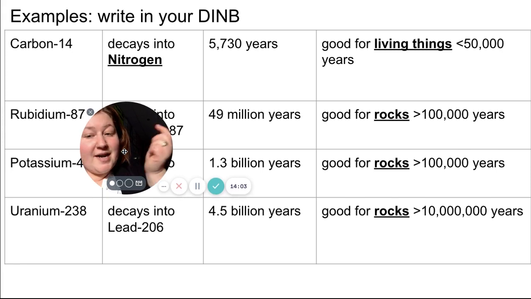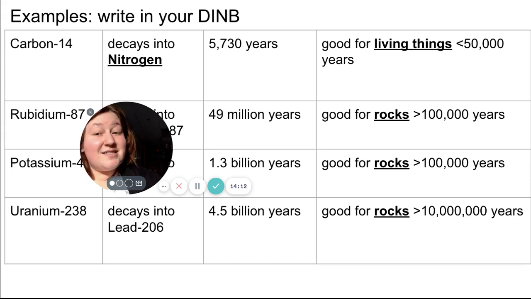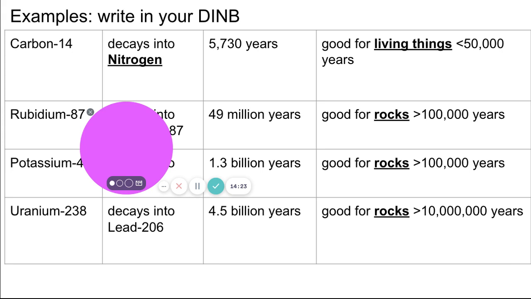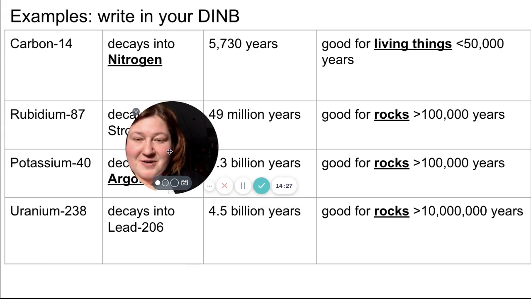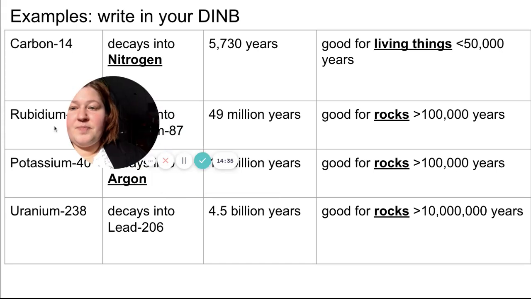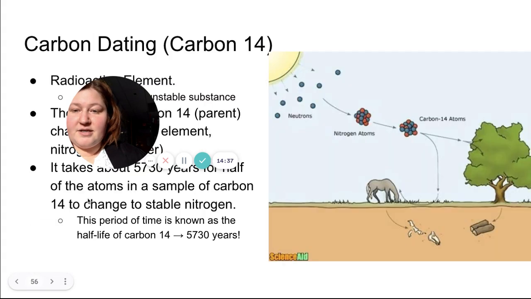And then our last example is uranium. Uranium-238 decays into lead-206. And this one takes the longest to do a half-life. It takes 4.5 billion years. So this is good for really, really old rocks, and this can help us determine rocks that may have been around since... my computer glitched. These are really, really good for the oldest rocks that we can find. Okay, so these are just examples of different elements that we can use for half-life calculations.